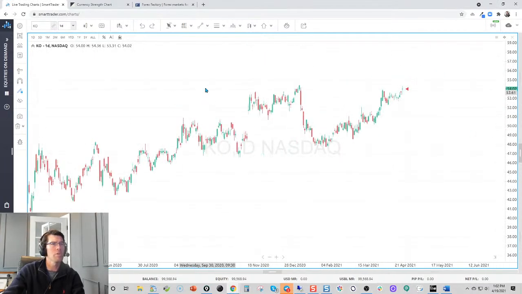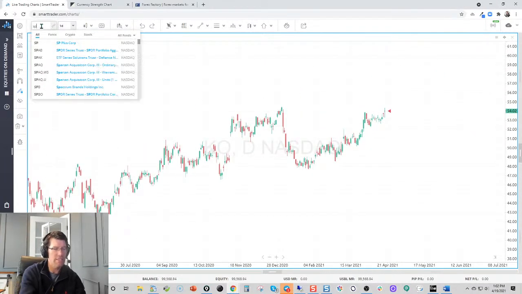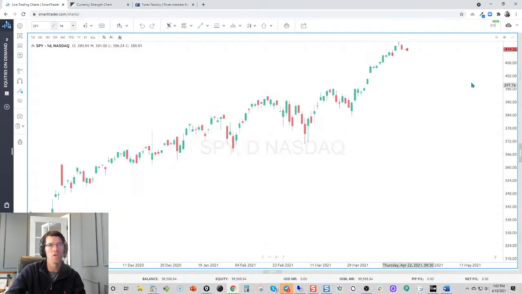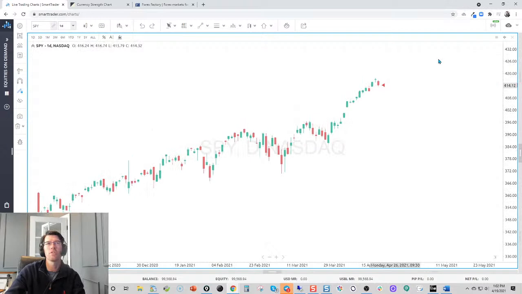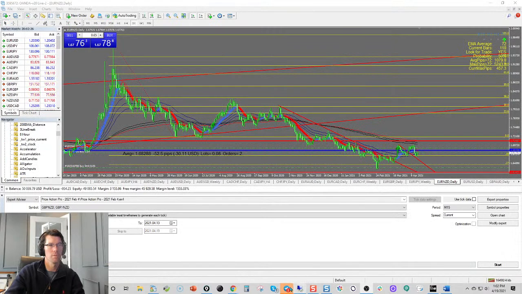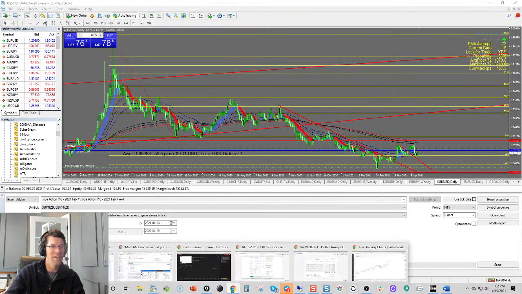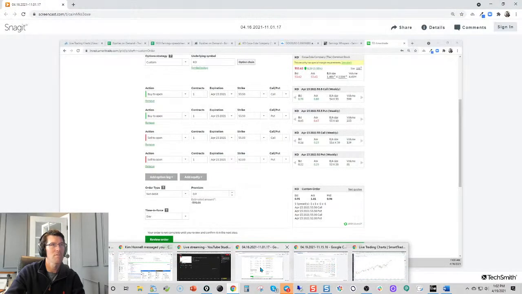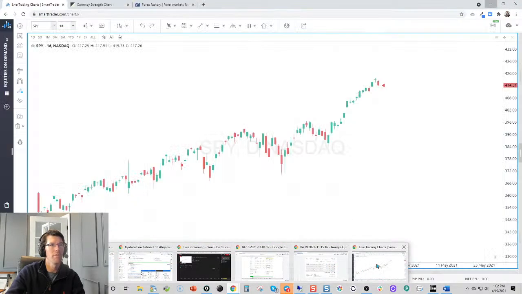Let's start with the context of the larger time frames. I'm going to go to the daily chart. Notice that the SPY is selling off today. I've got a chart alarm triggering right now. Let me try to find it. There it is.